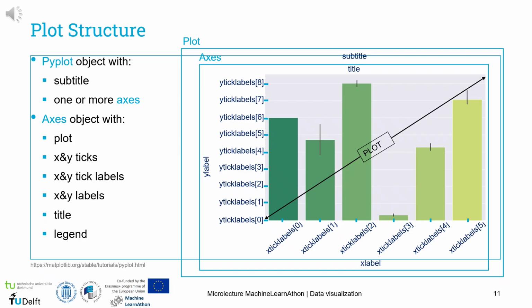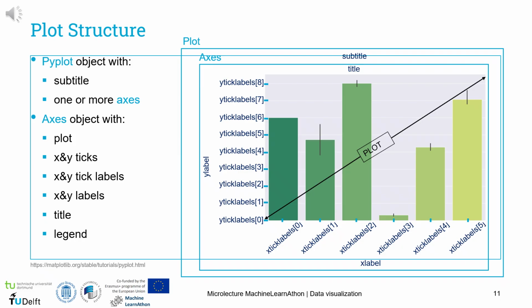And it's also important that your plot has a title, so that someone looking at it can immediately see what it displays. Sometimes, for example, if you have different colors, it might be very advisable to have a legend.